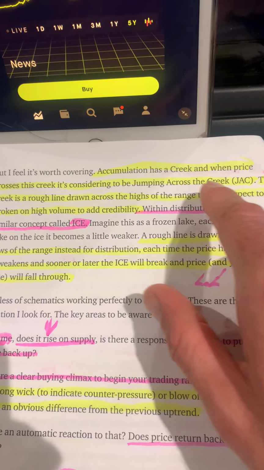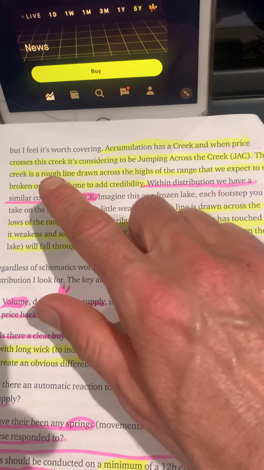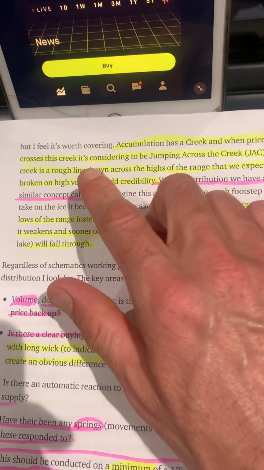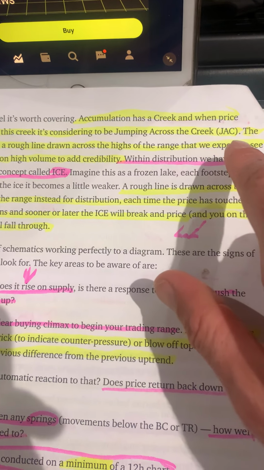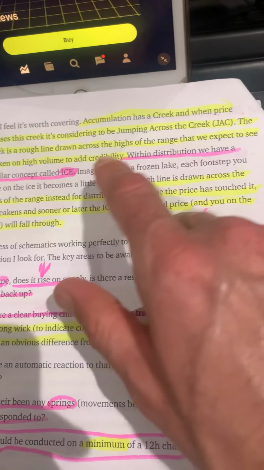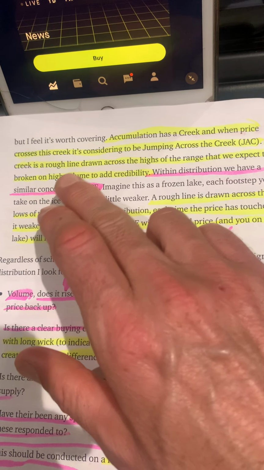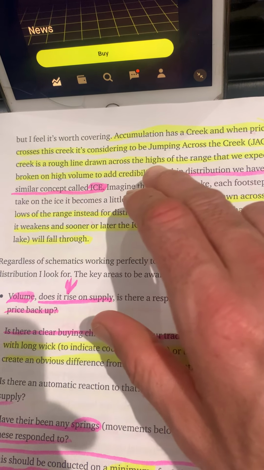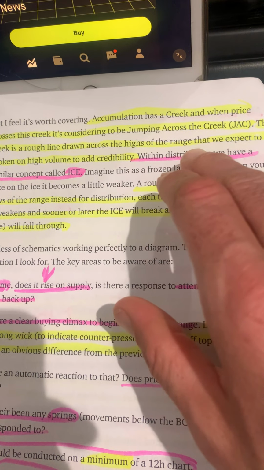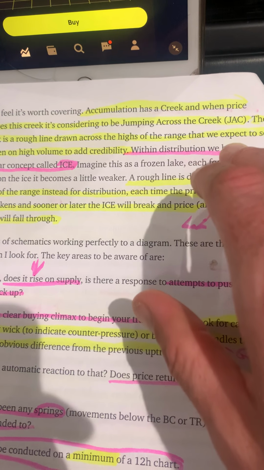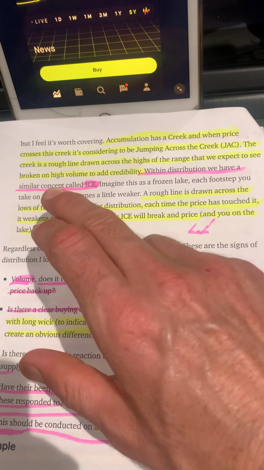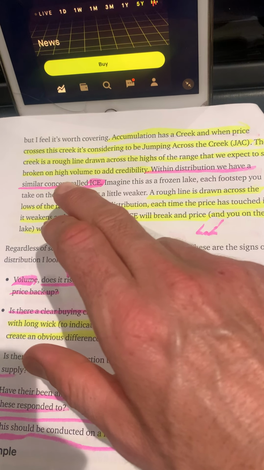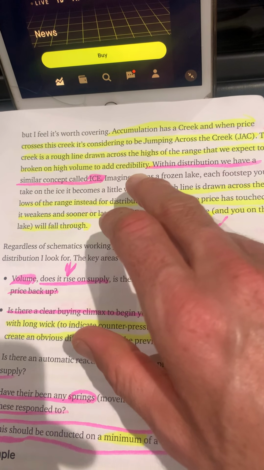Accumulation has a creek. When the price crosses this creek, it's considered to be jumping across the creek. The creek is a rough line drawn down the highs of the range, and it is expected to be broken on high volume to add credibility.